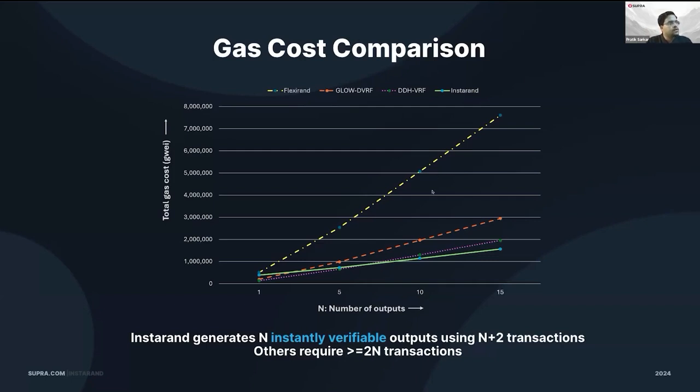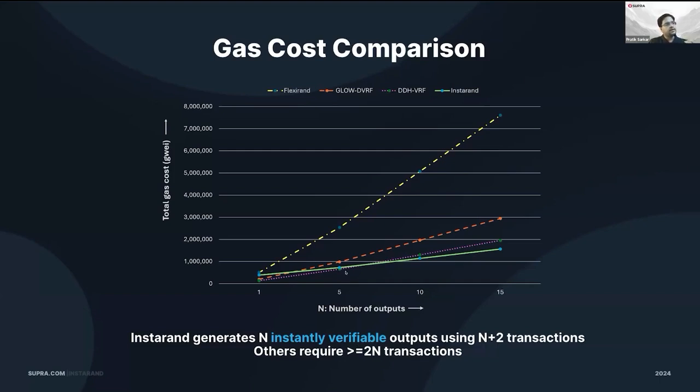So now let me go into the graph. Here FlexiRand and Glow VRF are more expensive in terms of gas because they require pairing checks for the verification. However, the DDH VRF or the Chainlink VRF is the least expensive protocol over here, but they require 2n transactions.